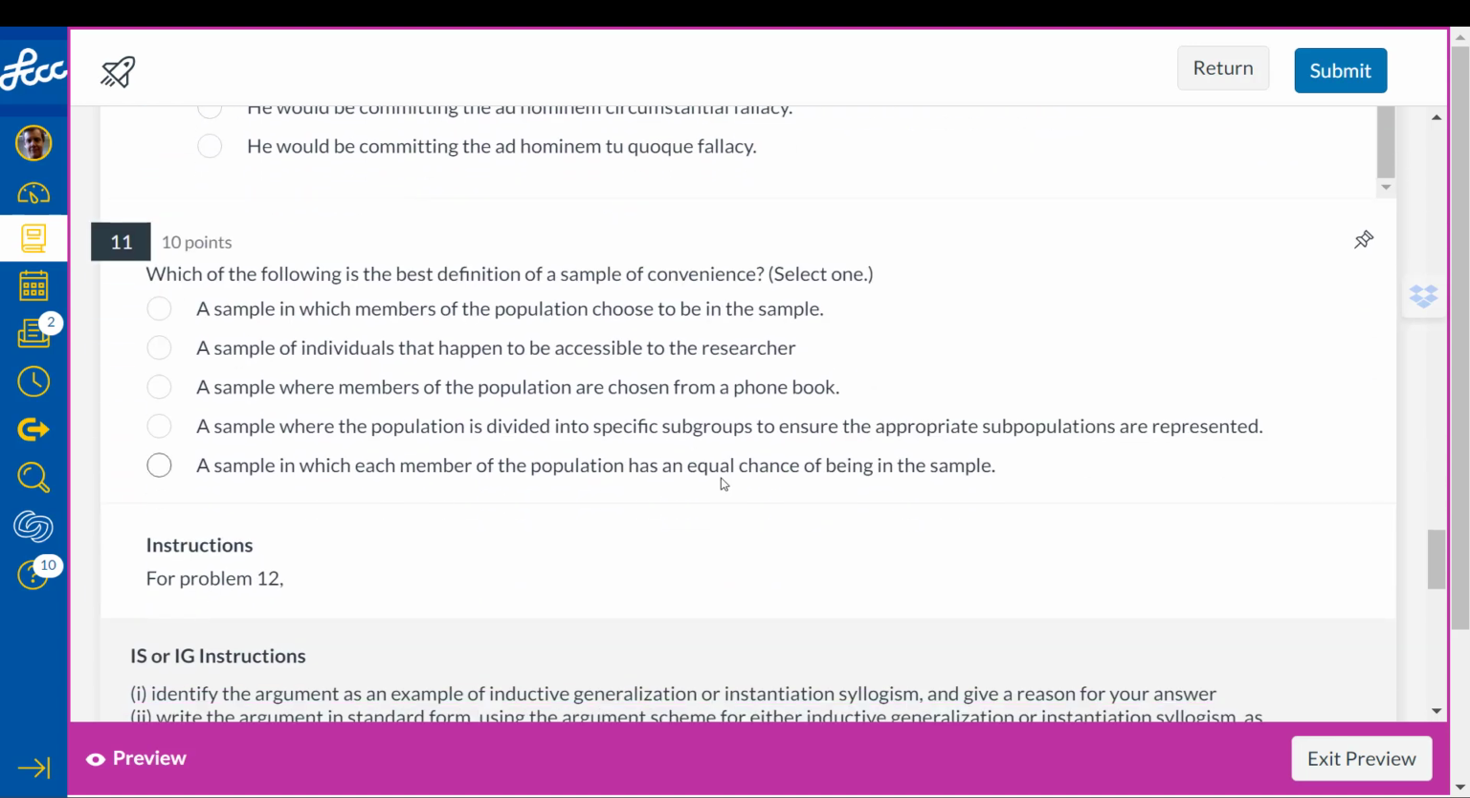Okay. Sample of convenience. A sample of convenience is a sample where members of the population choose to. Oh, I'm sorry. No, it's not. It's a sample of individuals that happen to be accessible to the researcher. So when college professors of psychology conduct experiments, survey-based experiments on people in their freshman psych course, that's a sample of convenience. All right.